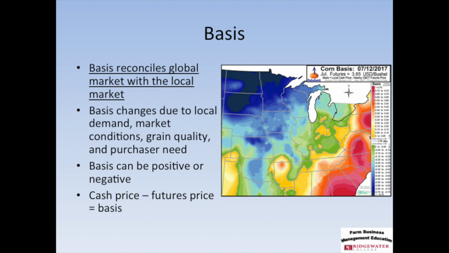This was from last summer, but I like this one because it makes a couple of good points. Where you see the cooler colors, that's where your basis is lower, more negative. And where you see your hotter colors, your reds and oranges, that's where you've got positive basis, in some cases highly positive basis. So let's look at North Carolina.